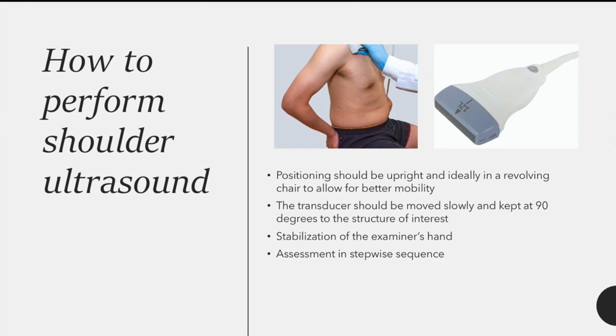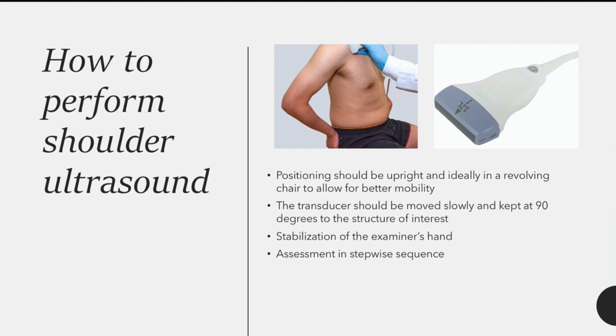For optimal positioning, you want the patient to be upright, ideally in a revolving chair. This is just to allow for full 360-degree access to the shoulder during the examination. The transducer is usually a linear probe and should be moved slowly so as not to miss any abnormalities. It's always important to keep the probe at a 90-degree angle to the structure of interest, because this will limit any variation in the angle that might alter echogenicity, leading to false positives or false negatives during the exam.